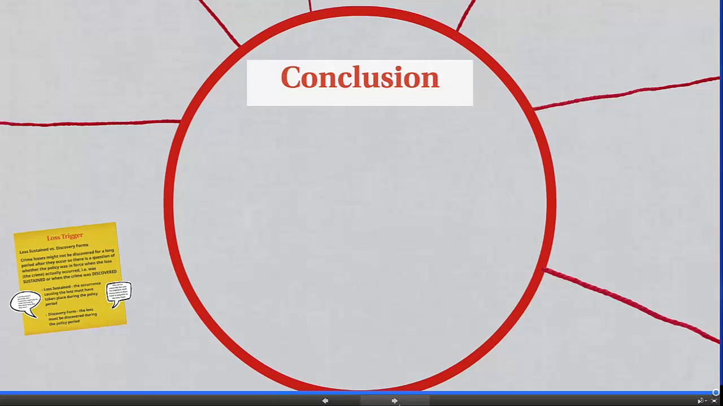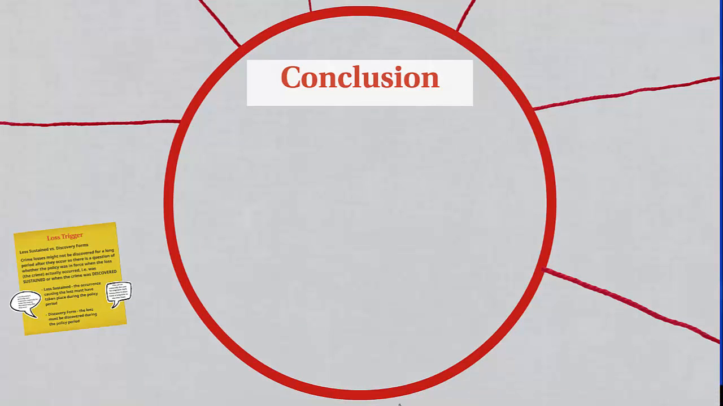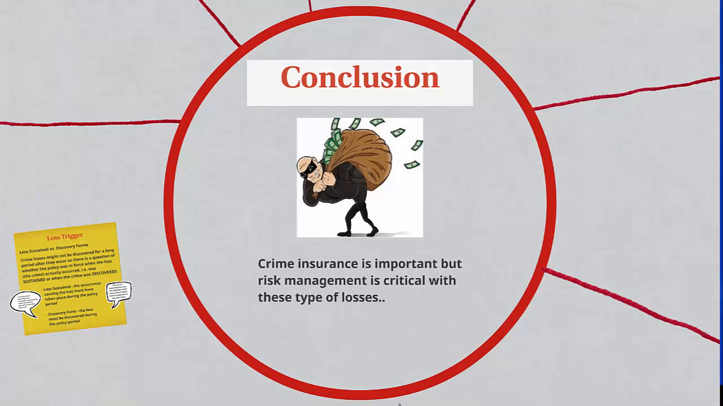And that concludes our discussion of commercial crime insurance. Just note that crime insurance is important, but risk management is critical with these types of losses because they tend to be frequent and therefore expensive to insure. Common theme is you want to prevent theft, you need to plan.